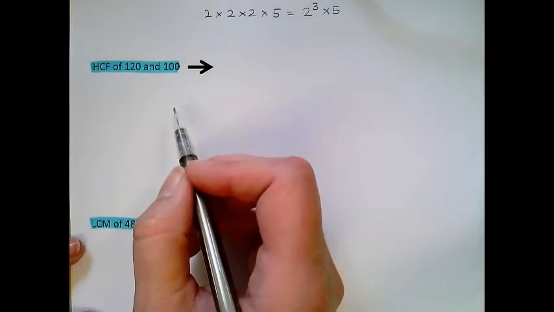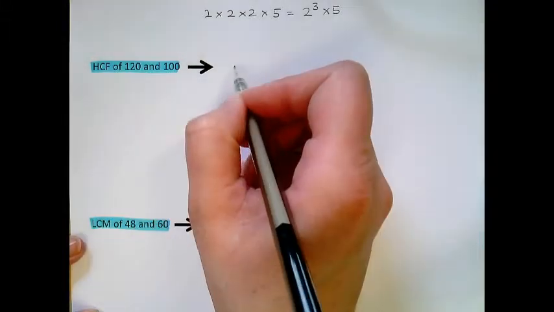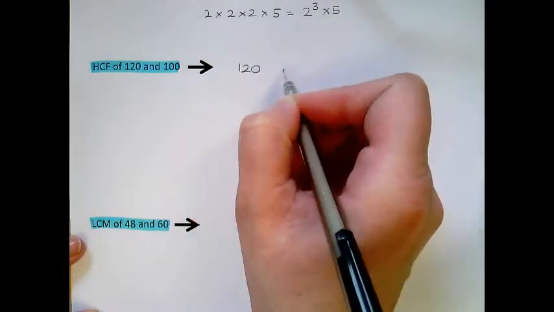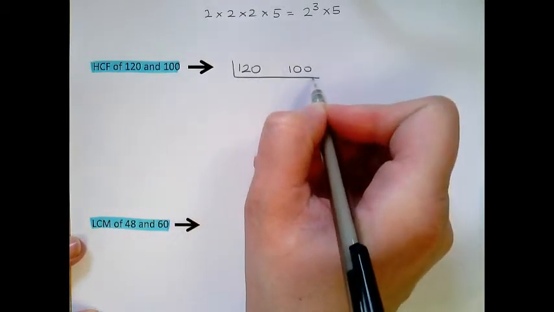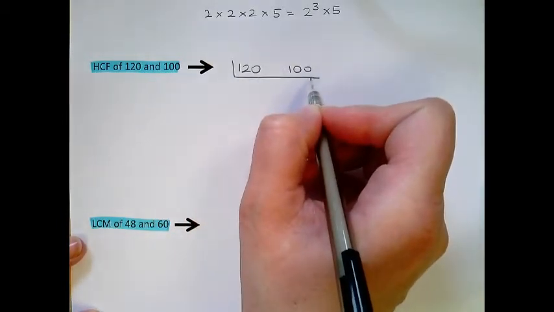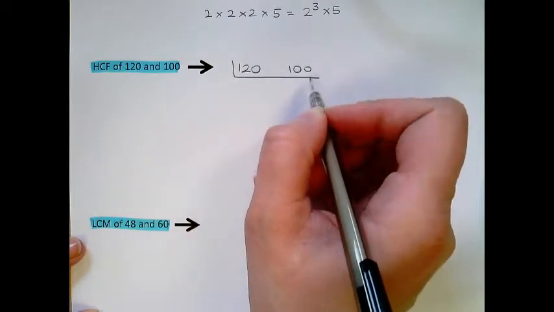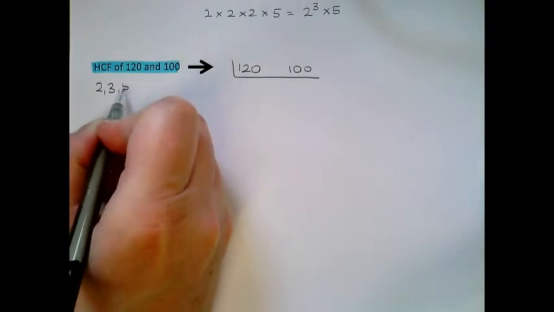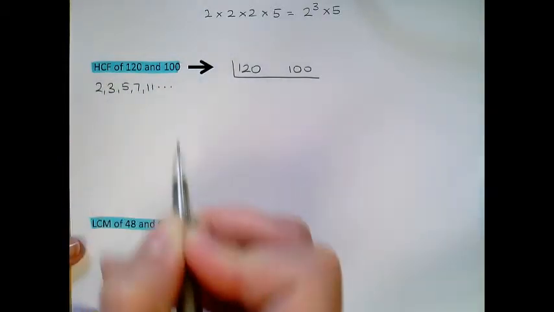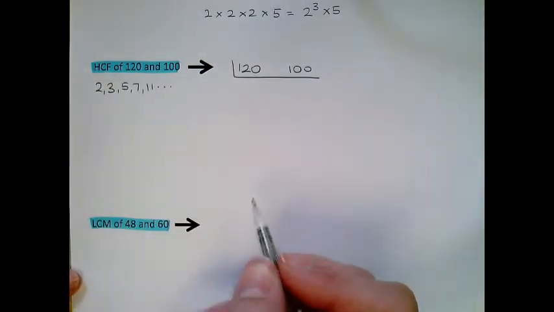So the highest common factor of 120 and 100, you do a double ladder. So 120 and 100 all in one ladder, not two separate ladders. The two ladders are joined together. And you keep dividing by your prime number. So we're dividing by 2, 3, 5, 7, 11. And you might need ones higher than that.